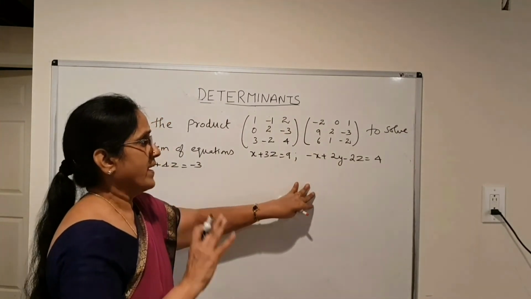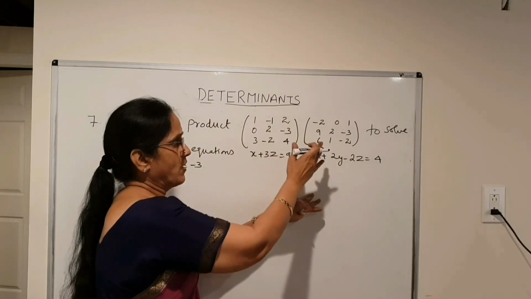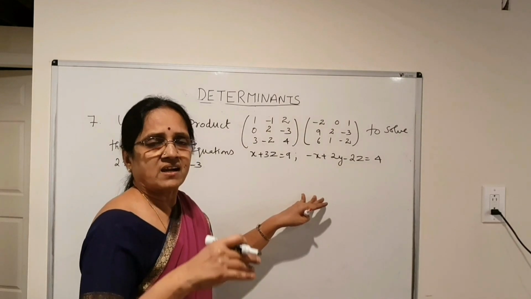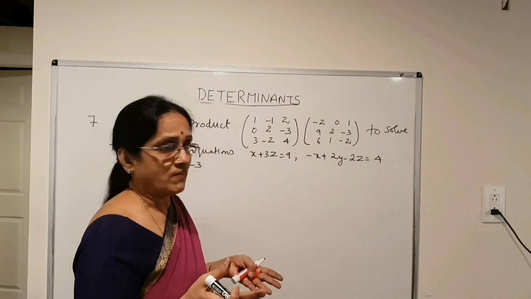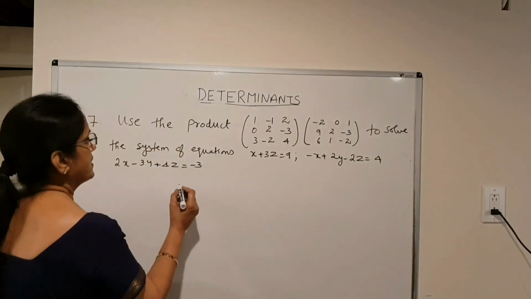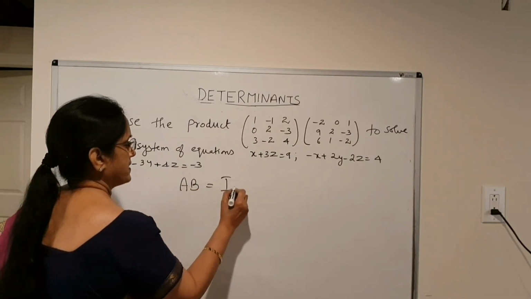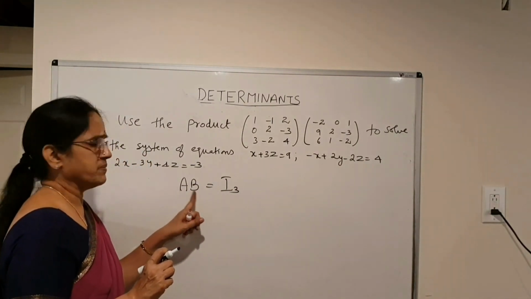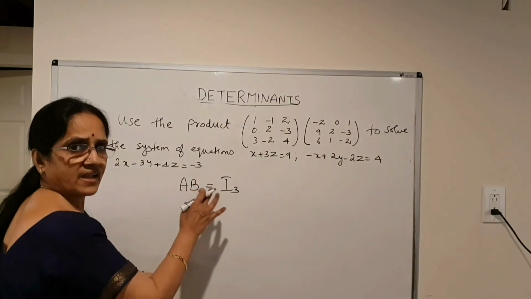I told you, whenever a sum of this type is asked, where you need to find the product and hence solve the equations, the product will be either I3 or 2I3 or 4I3 or 6I3 or 11I3 or 12I3. So it is very easy to do a sum of this type. Here we got the product AB is equal to I3. Now we do not know which one is the inverse, whether A is the inverse of B or B is the inverse of A. Put these equations in matrix form, only then we will get a clear idea about it.